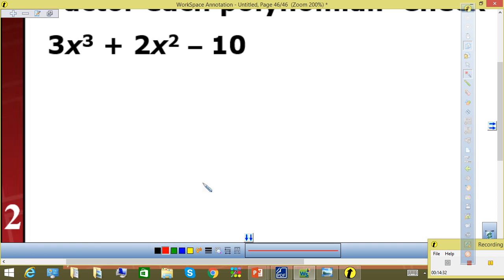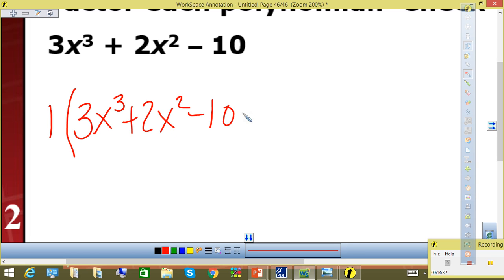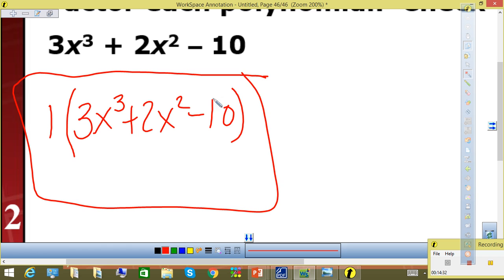All right, let's see. Can you give me the factors, please? Patrick. Okay. What would you say your GCF is? 1. Hands if you got 1 for your GCF. That is correct. So my other factor is 3x cubed plus 2x squared. These are my factors.